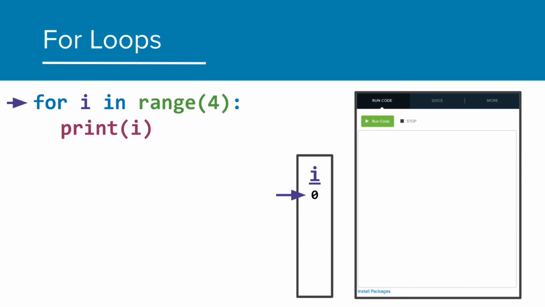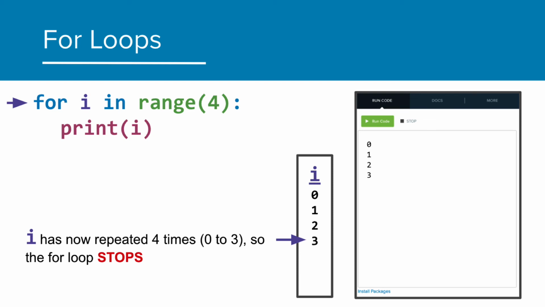It's less than 4, so we enter the loop. The print statement is executed, and 0 is printed to the output console. Now we go back up, and i is increased by 1. It is still less than 4, so we enter the loop and print i again, which now has the value of 1. i again is increased by 1 to the value of 2. It's less than 4, so we enter and print. i is now 3. Still less than 4, so we enter and print.